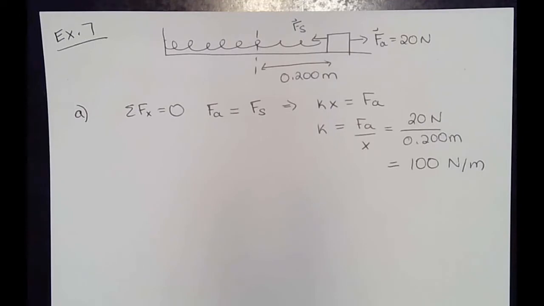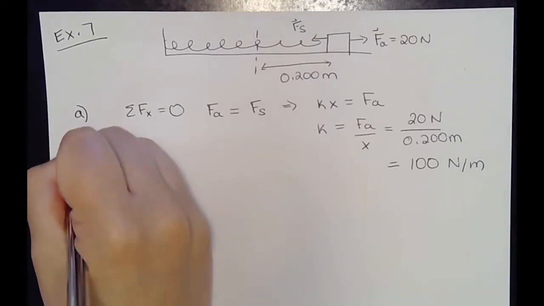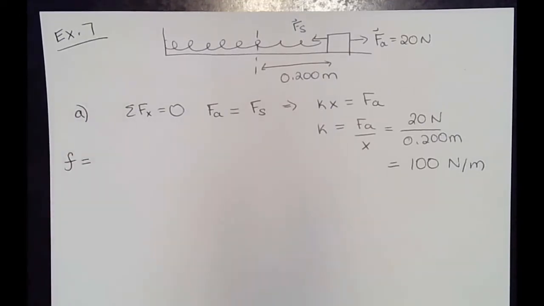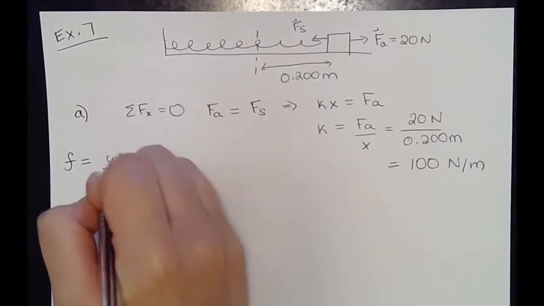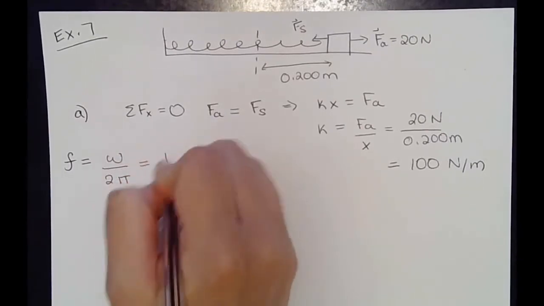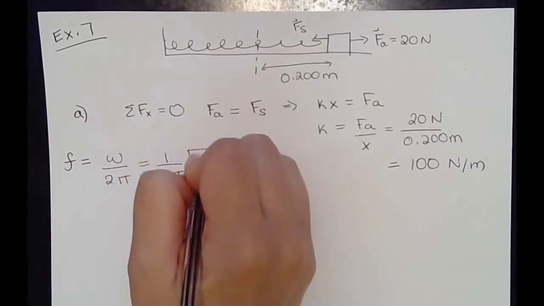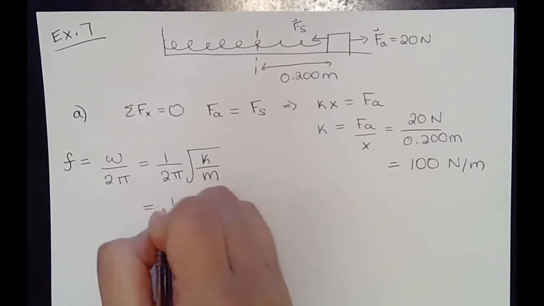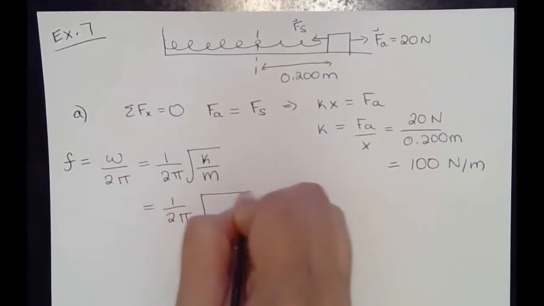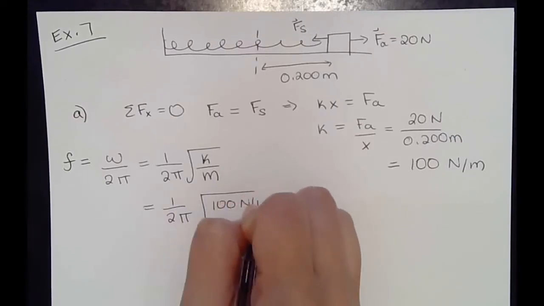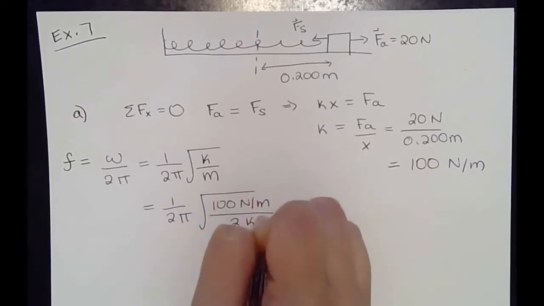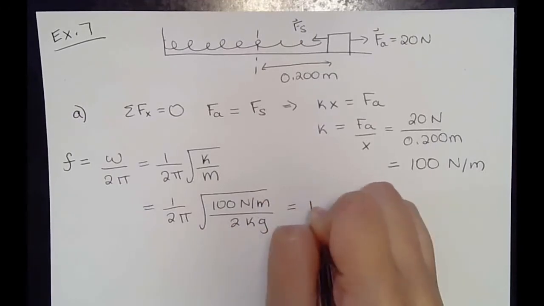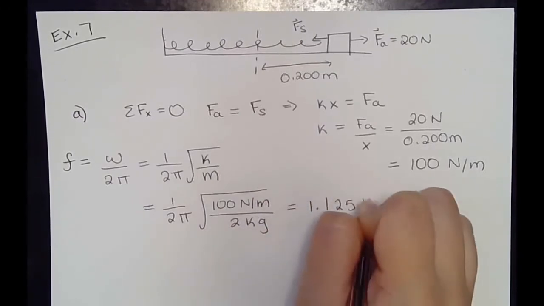Then with that spring constant, we can find the frequency of the system. Frequency is 1 over the period, so the inverse of the relationship that we've seen before, or omega over 2 pi. So that's 1 over 2 pi root k over m, when you plug in omega equals root k over m. So 1 over 2 pi, the root of 100 newtons per meter over 2 kilograms gives me 1.125 hertz.